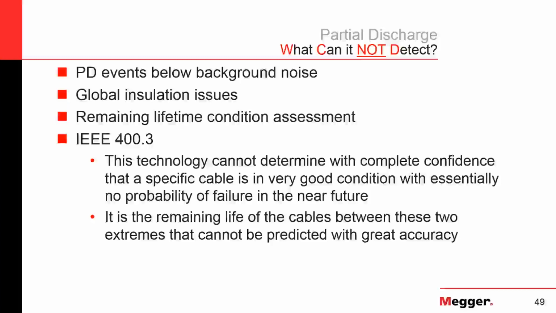We're not able to look for global insulation issues. Really what I mean by that is the small distributed water trees, because partial discharge does not detect water trees at all. Water trees don't have that flashing over characteristic.